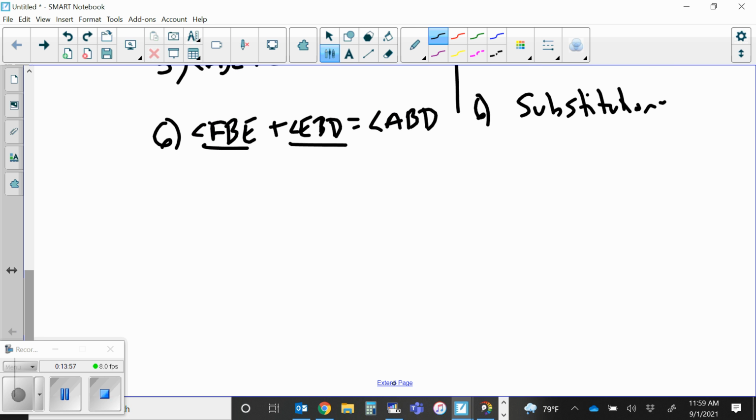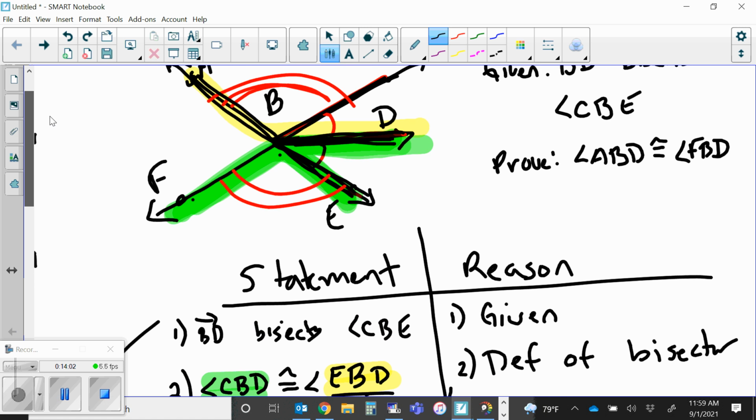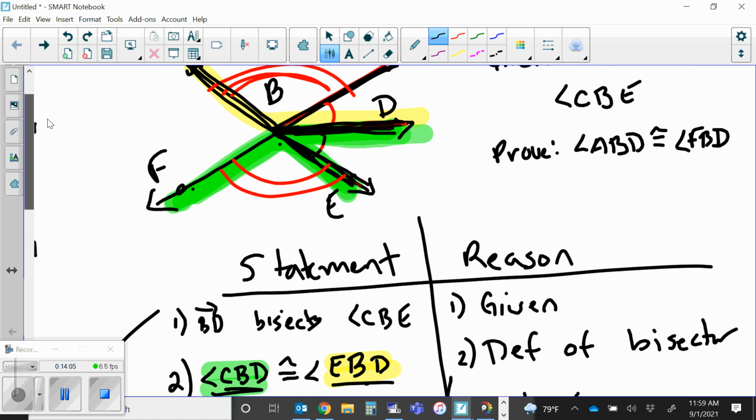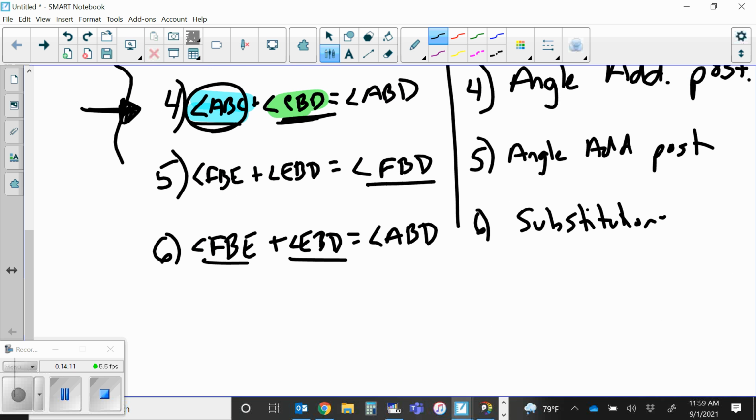Finally, what was the whole goal of this thing? What was the final thing I wanted to prove? Prove that angle ABD is equal to angle FBD. Okay, right here. What does FBD, what is it equal to? Isn't it FBE? Wait, whoa. What's right here? Angle FBE, right? What is this? Angle what? That's angle EBD, and this is angle EBD. Aren't these two the same things? So this says this equals angle FBD. This says it equals angle what?